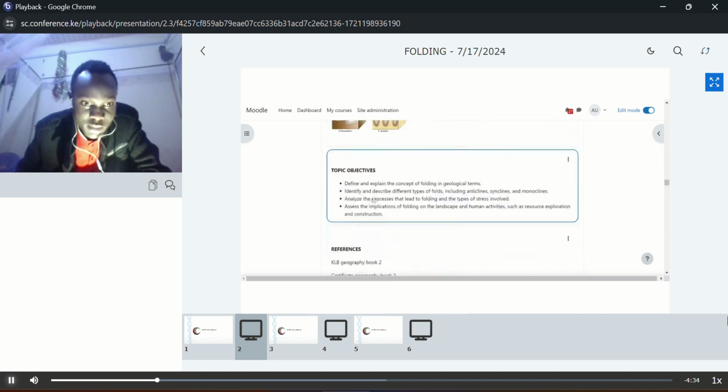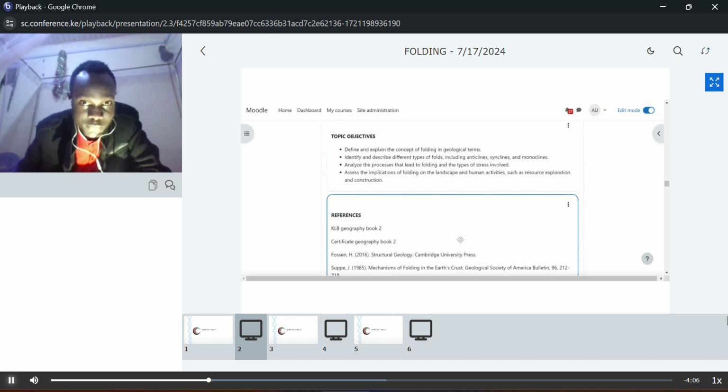Our topic objective is that by the end of this lesson, we should be able to define and explain the concept of folding in geological terms, identify and describe different types of fold, including anticlines, synclines, and monoclines. And number three is that we should be able to analyze the processes that lead to folding and types of stress involved. We should also be able to assess the implications of folding on the landscape and human activities such as resource exploration and construction.